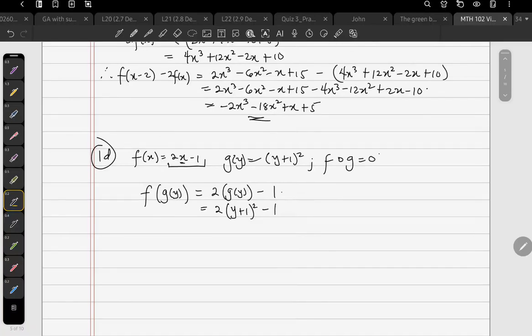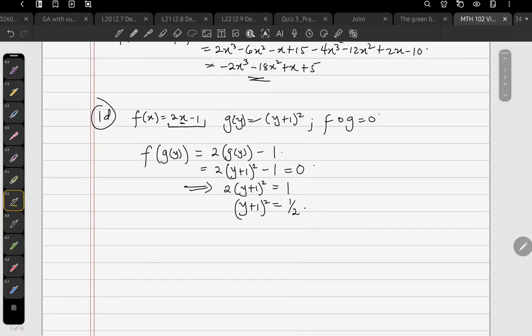So that means we get 2 times y plus 1 squared minus 1. So this is equal to 0. That is what we want to do. We want to find the value of y for which it is equal to 0. And then that implies that 2 times y plus 1 squared is equal to 1 if we add 1 to both sides. And the next thing is to divide both sides by 2. We have y plus 1 squared equals to 1 over 2.